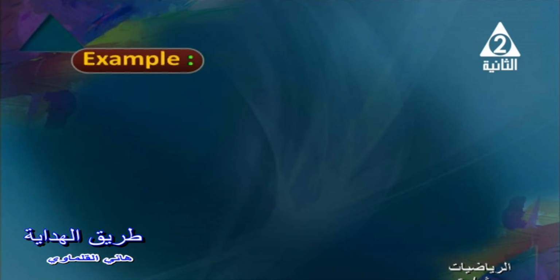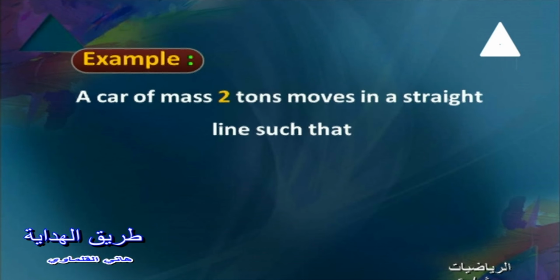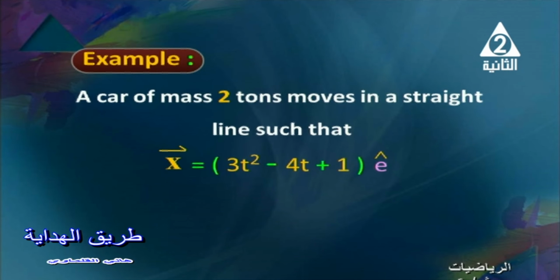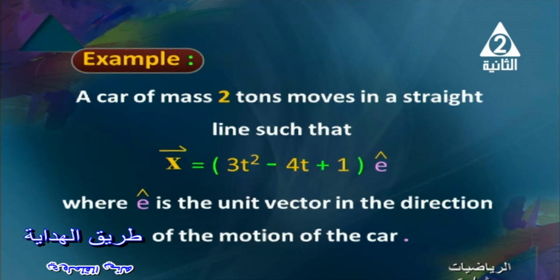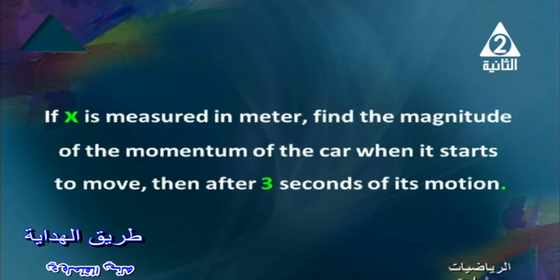A car of mass 2 tons moves in a straight line such that the position vector x equals 3t power 2 minus 4t plus 1 in the direction of the unit vector E, where E is the unit vector in the direction of motion of the car. If x is the algebraic measure of the position measured in meter, find the magnitude of the momentum of the car when it starts to move, then after 3 seconds of its motion.